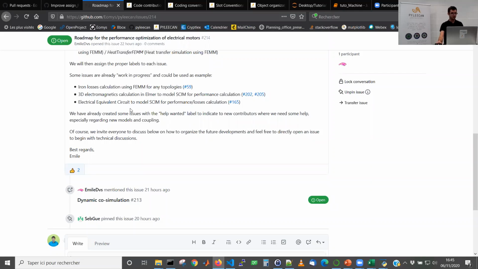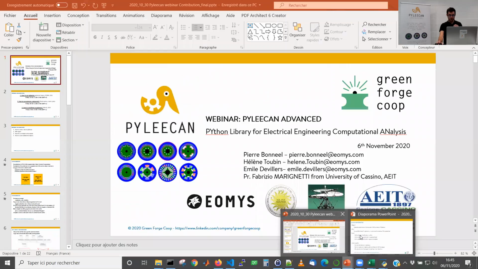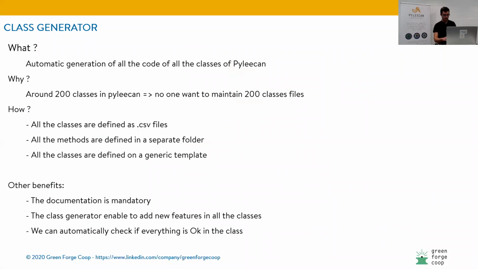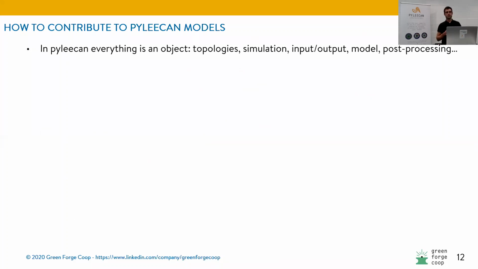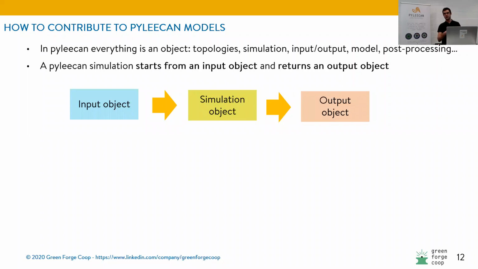Okay, so we can go back to the general presentation. We have talked about the issues, and then maybe we can just focus a bit more on how to contribute to Pyleecan models from an architecture point of view. So as Pierre said before, and during the previous webinars, in Pyleecan, everything is basically an object. So we have objects for topologies, simulation, input, output, for models, for post-processing, for plots. Anything is a model. And then a Pyleecan simulation always starts from an input object and always returns an output object.